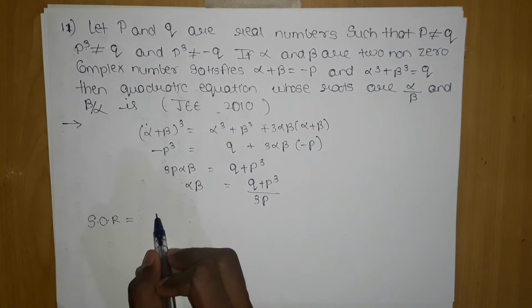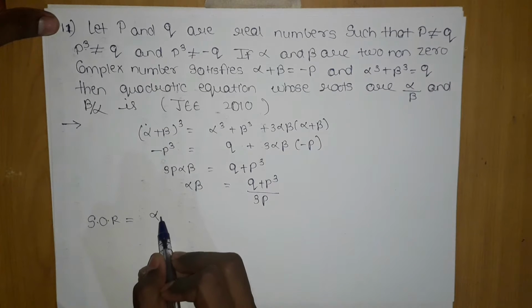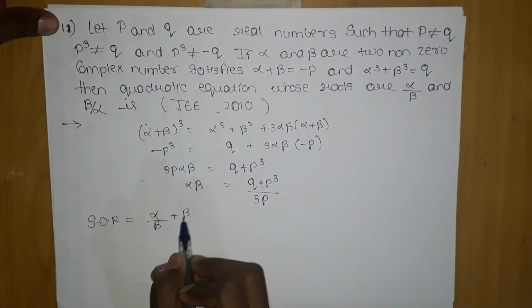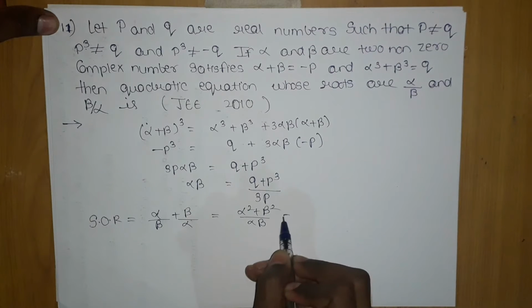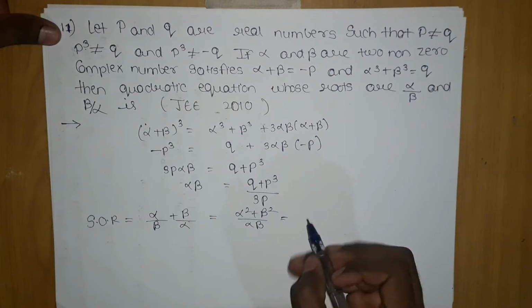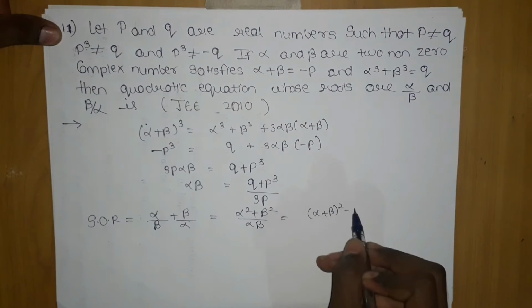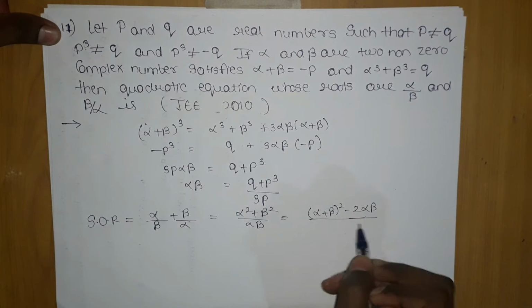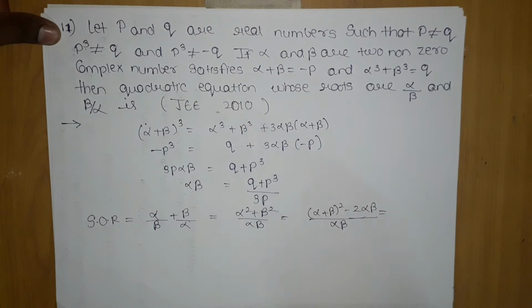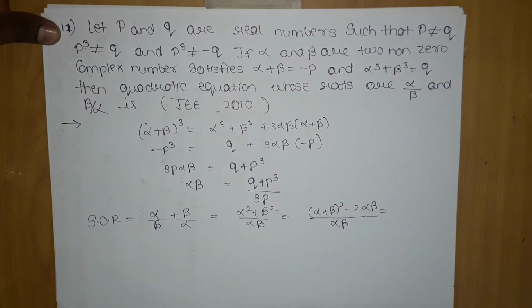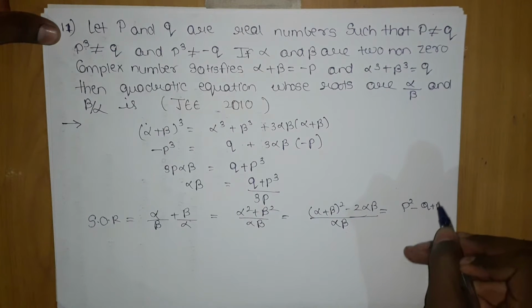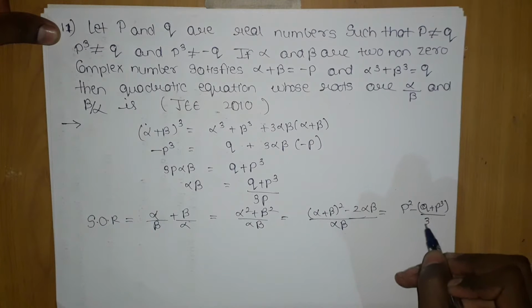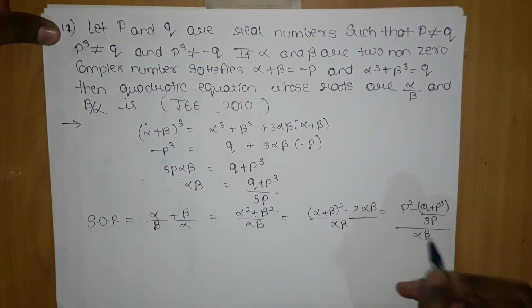Now let's do the sum of the roots, which will be alpha by beta plus beta by alpha. If I take the common denominator, I will get alpha square plus beta square upon alpha into beta, which will indirectly give me alpha plus beta the whole square minus 2 alpha into beta, upon alpha into beta. We have done this thousands of times in our previous video. Now we will put the values. We have this value, it will be P square minus 2 times Q plus P cube upon 3P, the whole upon alpha into beta, right guys?